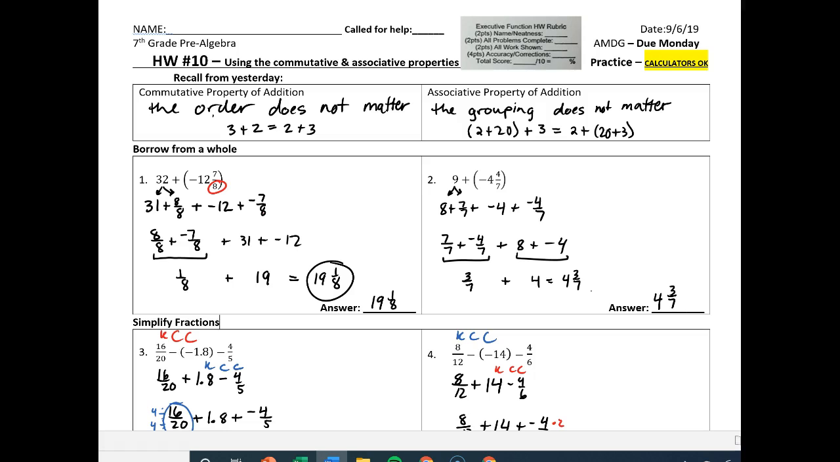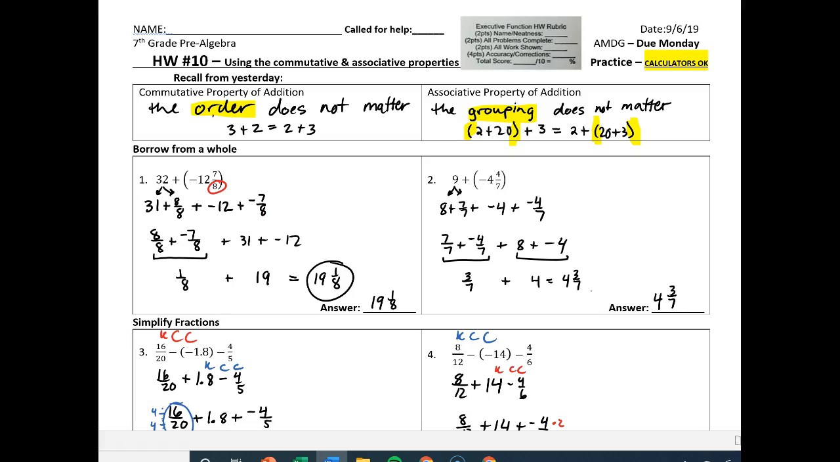So remember that the commutative property, the order of the numbers does not matter. So 3 plus 2, which is 5, is the same thing as 2 plus 3, which is also 5. And then the associative property of addition, the grouping does not matter. So in this case, 2 plus 20 added first is 22, plus 3 is 25. And then if I do 2 plus 3, which is 23, added to 2, that's also 25. So notice the order of the numbers didn't change, just the parentheses shifted down one, right? So that's the associative property.